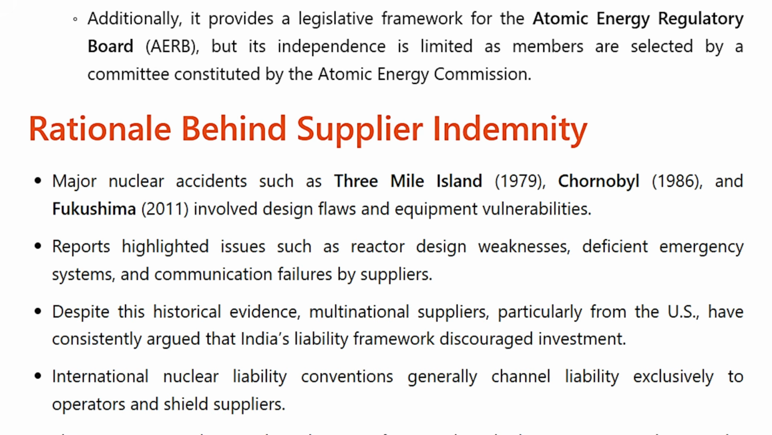Rationale behind supplier indemnity. Major nuclear accidents such as Three Mile Island 1979, Chernobyl 1986, and Fukushima 2011 involved design flaws and equipment vulnerabilities. Reports highlighted issues such as reactor design weaknesses, deficient emergency systems, and communication failures by suppliers.